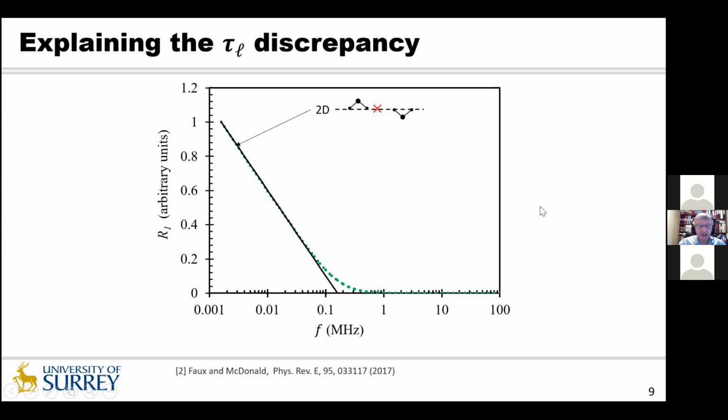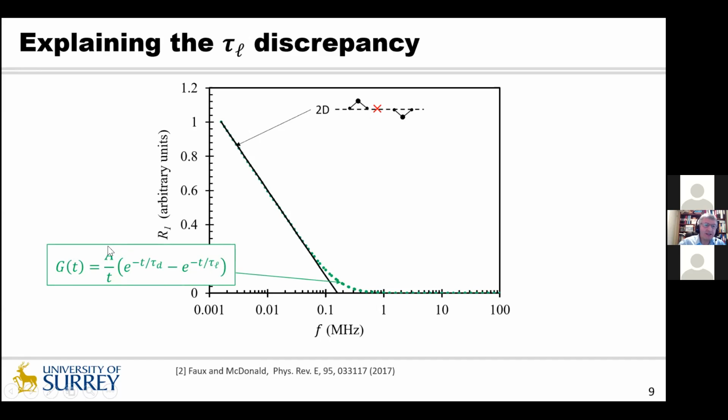The green curve here is determined from a Korb model which is empathetic to the long-range diffusion of two-dimensional systems, which is known to go as t to the -1. The solid black curve is the known result for 2D diffusion at the low frequency limit.